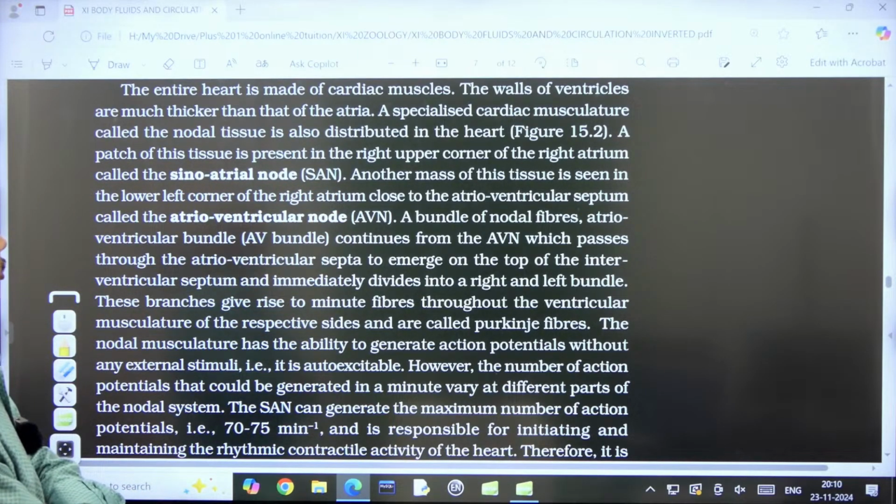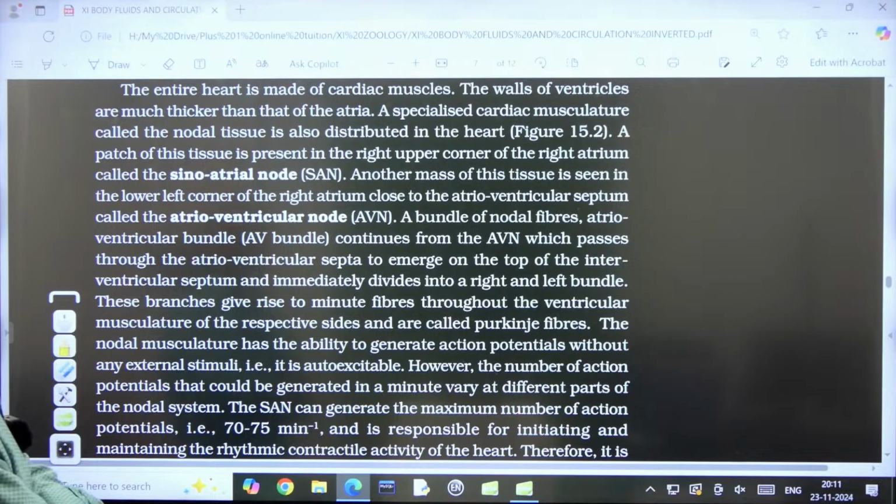The entire heart is made up of cardiac muscles. Walls of the ventricle are much thicker. First is cardiac musculature called nodal tissue. So that is what I was telling you.